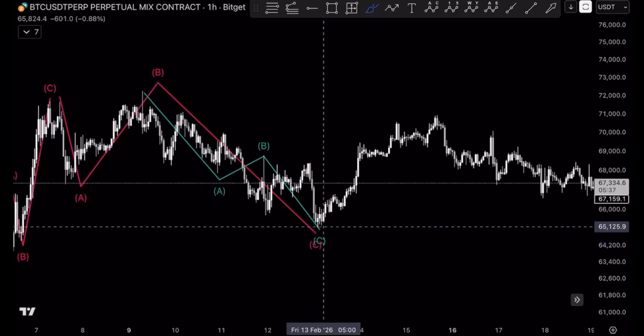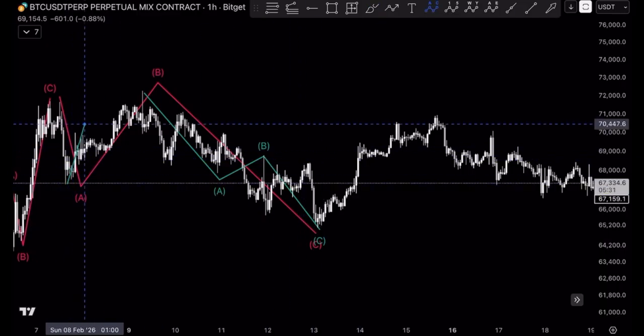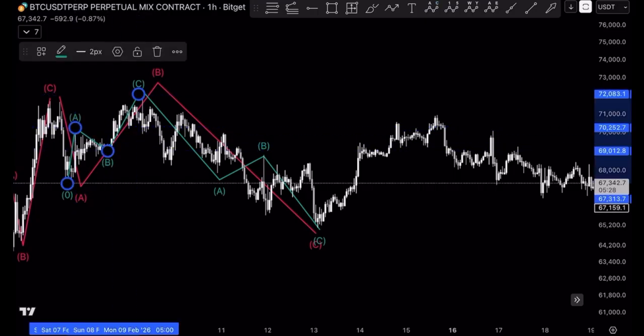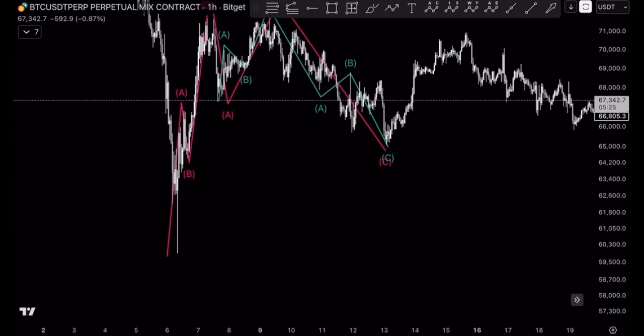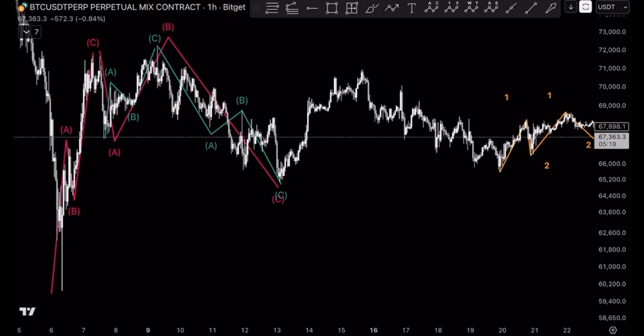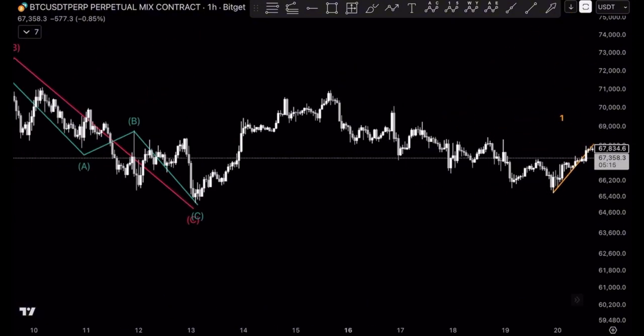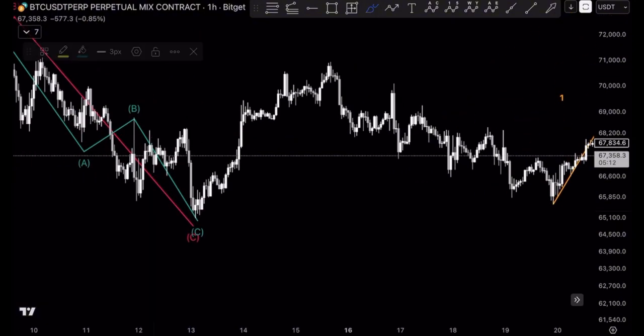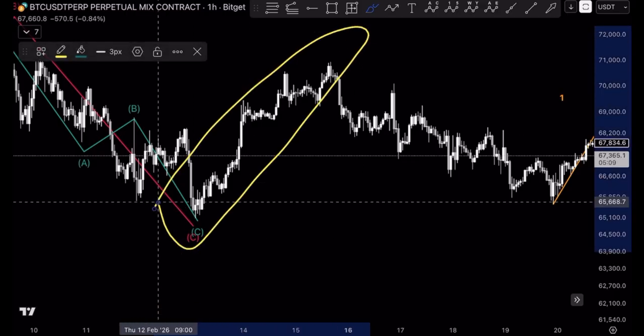Now, you can even make an ABC at this place, A, B, C to the upside. And if we talk about this entire move here, I think even a beginner trader would say that this is impulsive, because you can clearly see a 5-wave move up.